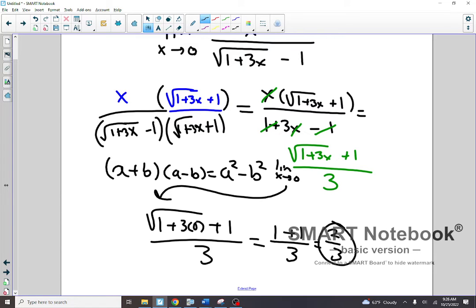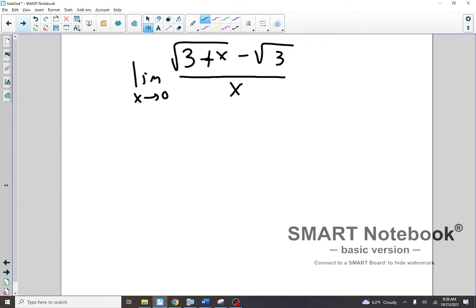Alright. I want to give you one to practice on, so please try this one, okay? Same concept, conjugate, okay? So everyone try this one.